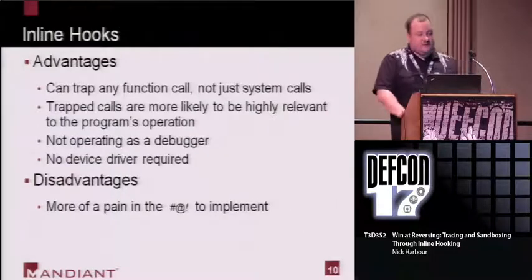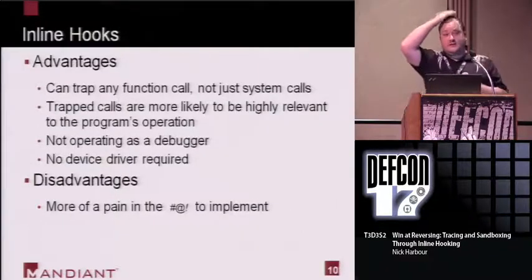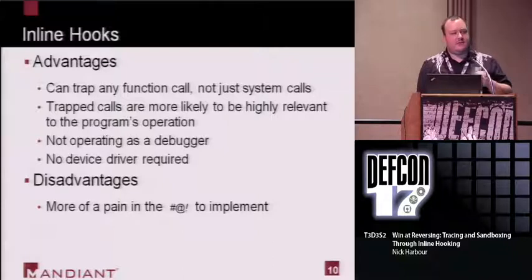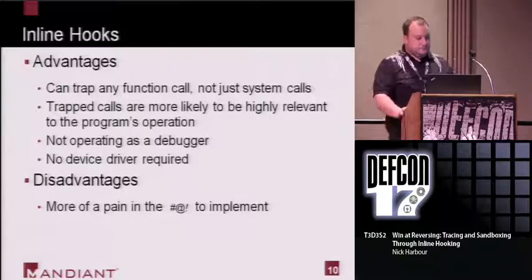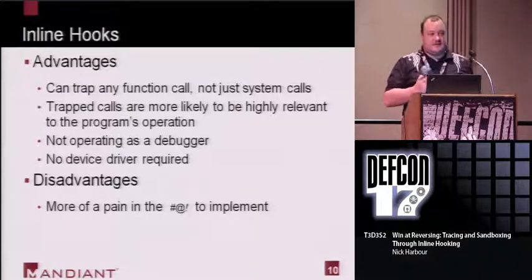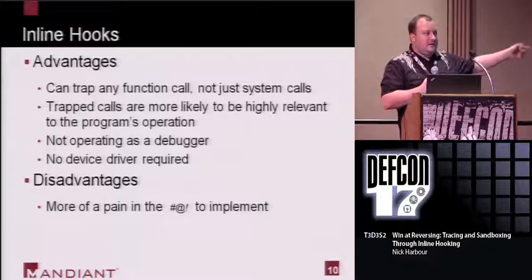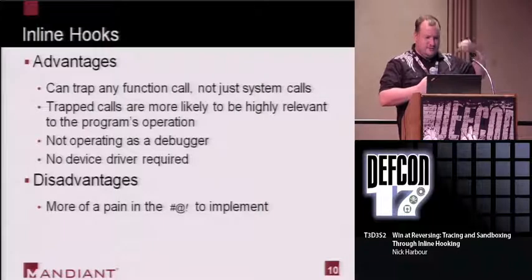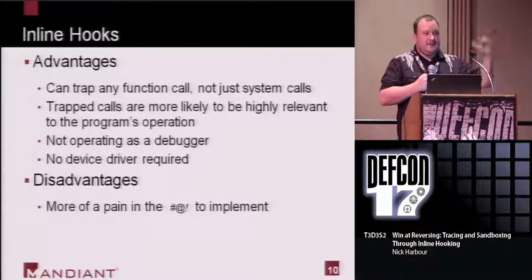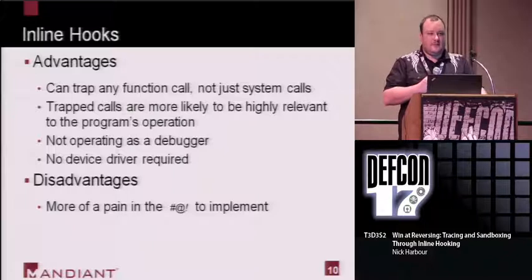Alright, so there are lots of different types of hooks. I'm specifically going to be talking about inline hooks. This is the technique I chose. I think it's probably the most robust technique for the long haul, so I chose to implement it first and not even bother with other hooking types. Inline hooks let you trap any function call, not just system calls. Currently the tool I'm going to be talking about can only walk through exports of DLLs and trap those, but on down the line, who knows, we can do anything. The trapped calls can be highly relevant to the program's operation because we're not going to be seeing any of those process housekeeping system calls like we saw for Notepad.